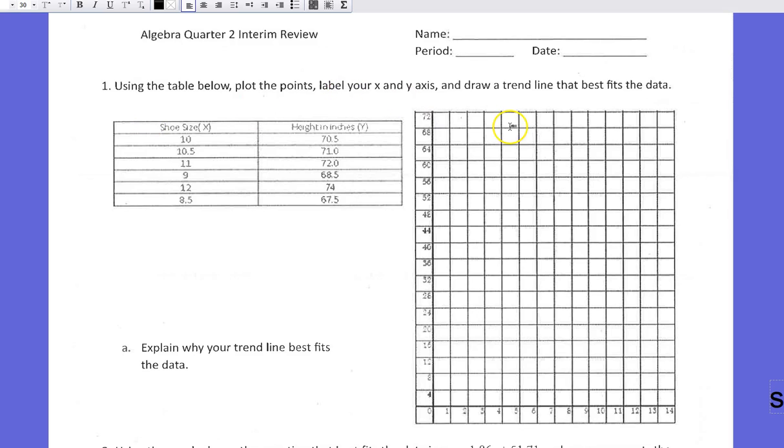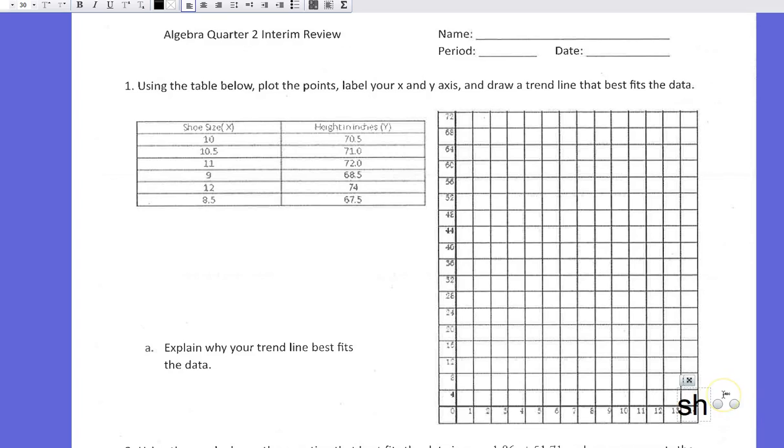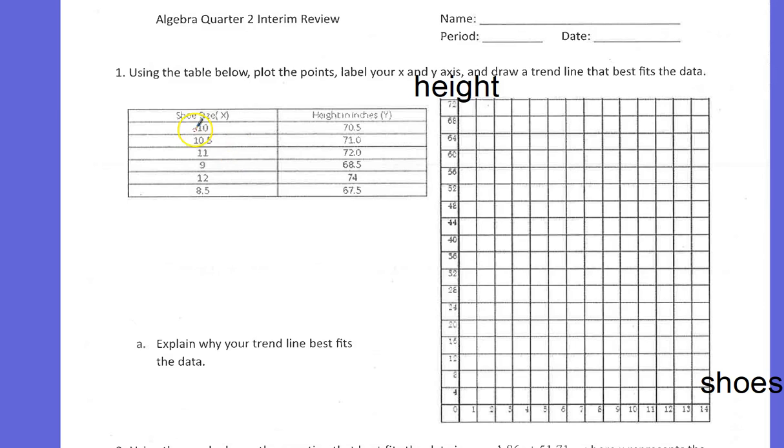Number 1, using the table below, plot the points. So I'm going to start out by putting the word shoes down here. I know that shoes goes down there because it says shoe size X. This is X, and so shoes goes down there. And then up and down, I'm going to put the word height. I'm not going to bother putting all of these dots. It's not necessary in this particular case. You can put all the dots when you're taking the test.